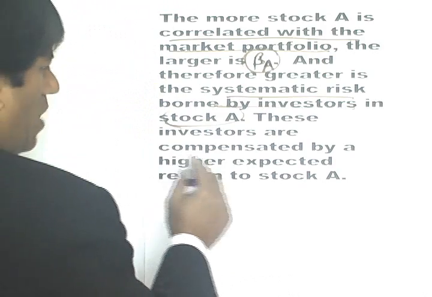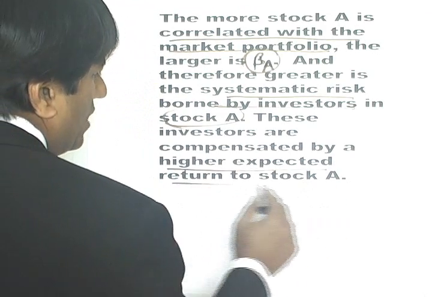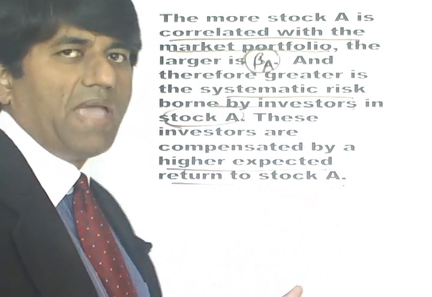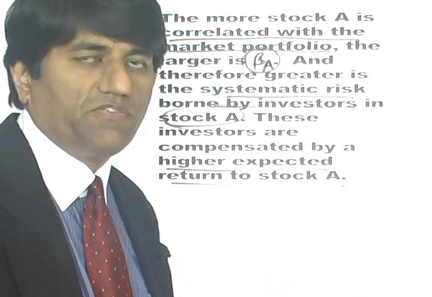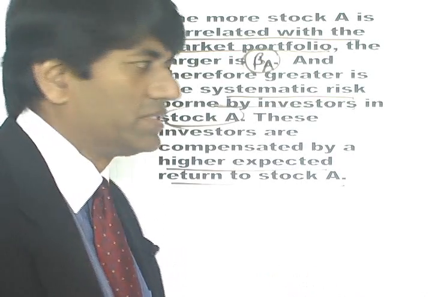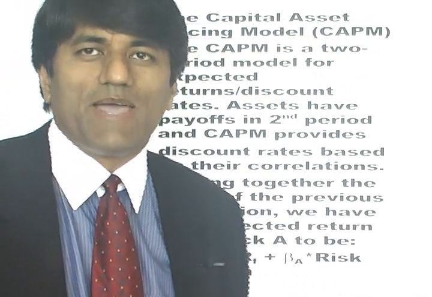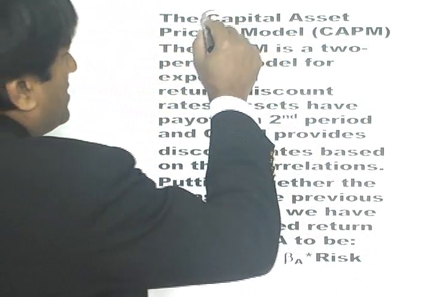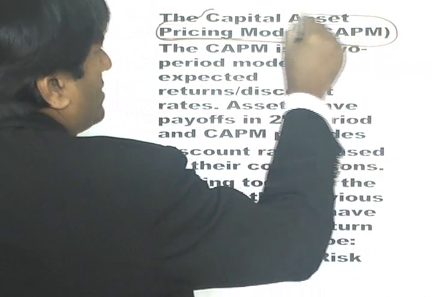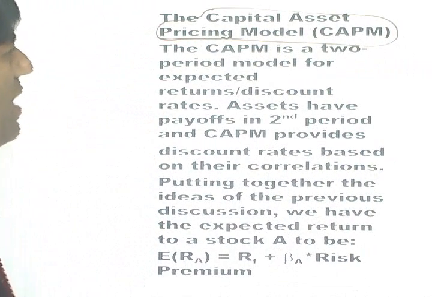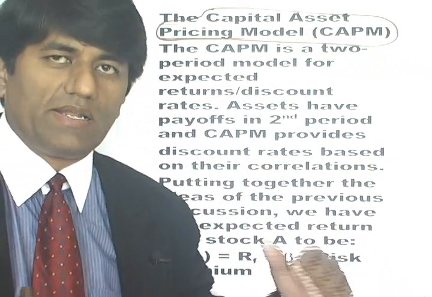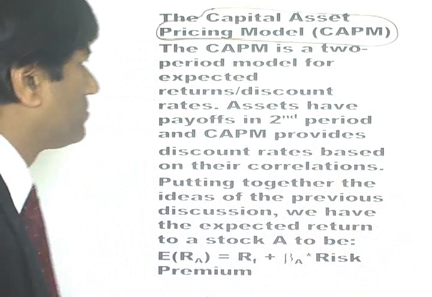Now these investors are compensated by a higher expected return to stock A, as they are bearing risk which cannot be easily diversified, or which cannot be diversified. So we now come to the world famous CAPM. It's short for Capital Asset Pricing Model. CAPM is a simple model. It has only two periods.